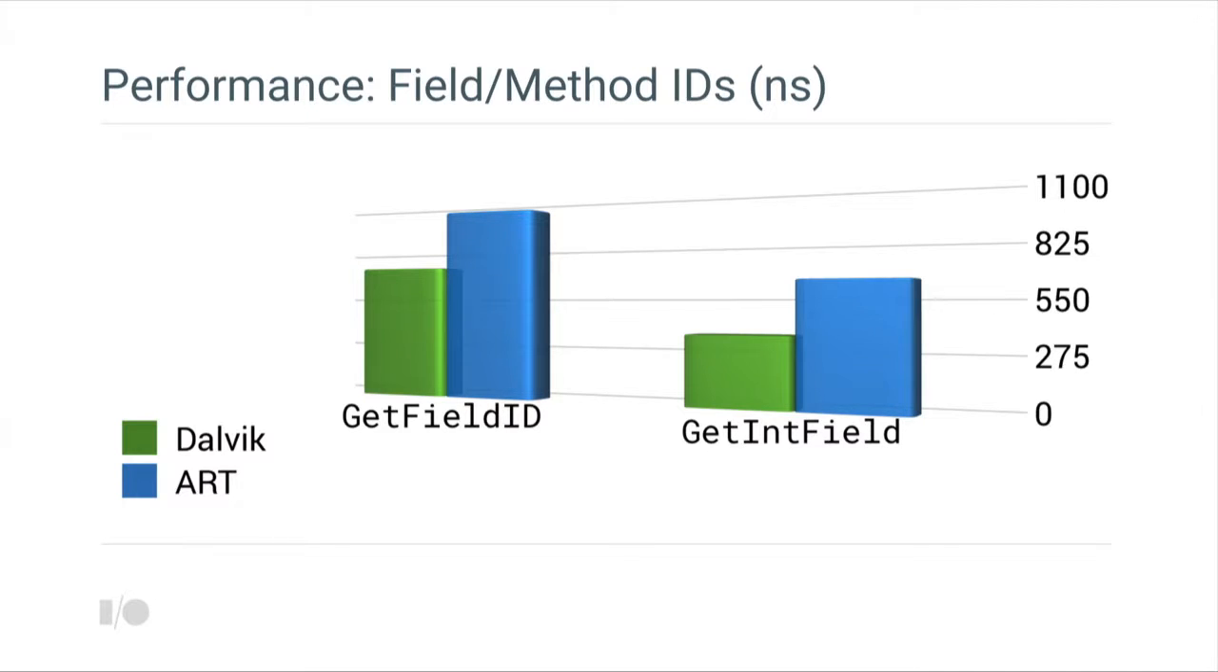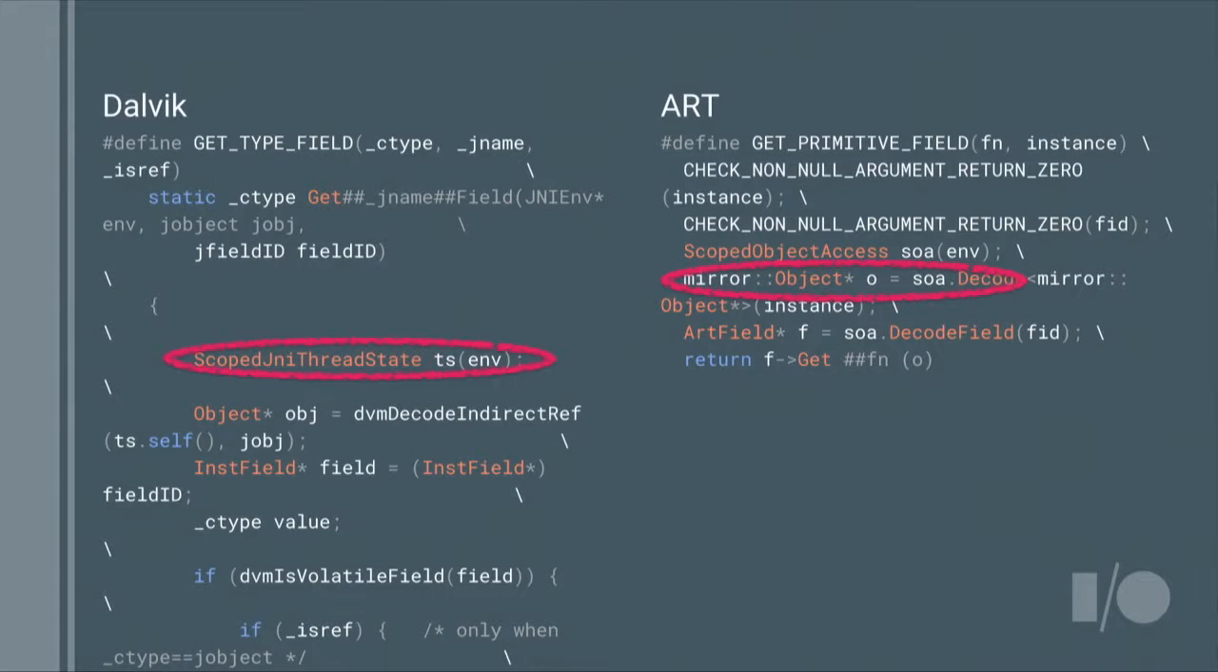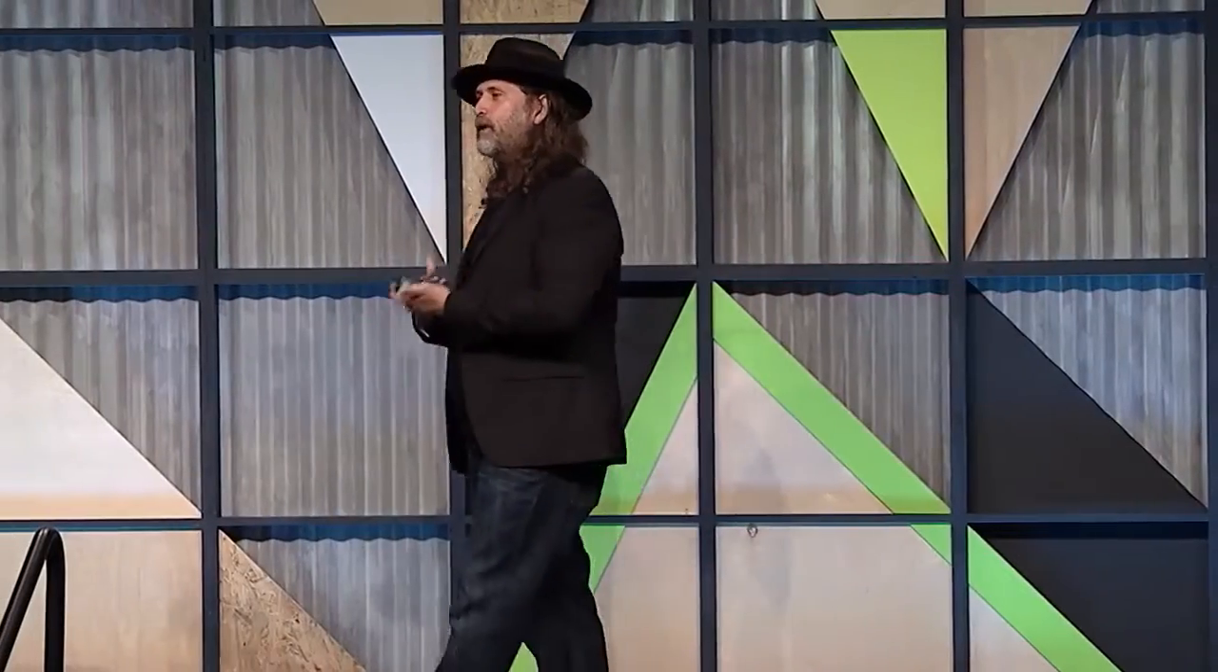And we'll see a trend here. The difference in the cost of get field is a little surprising. Both runtimes actually change the state of the internal thread, and that's what costs a bit of performance here, although ART clarifies what it's doing with scoped object access rather than scoped JNI thread state. And what we're seeing is a couple of things.